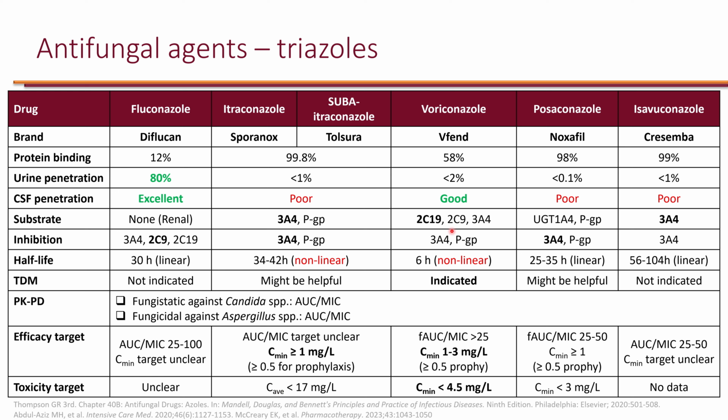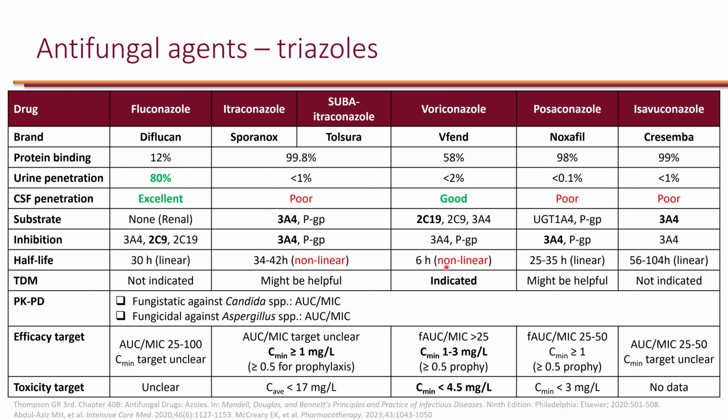Now, with voriconazole, it's the opposite. Because toxicities are very serious, and also the threshold for toxicity is pretty low at 4.5, therapeutic drug monitoring is indicated for anybody who's taking voriconazole. Not only does it have a lot of drug interactions because it is a substrate of 2C19 and 2C9, but it also inhibits 3A4 and P-glycoprotein.